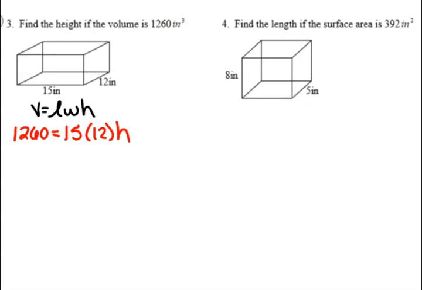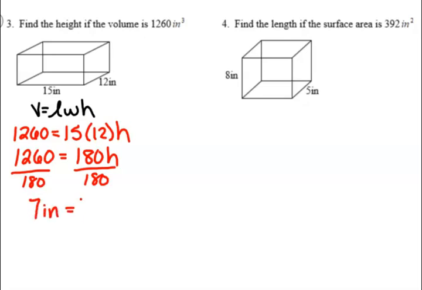So first thing I'm going to do is perform the multiplication that I can. On the right, I can do 15 times 12 and get 180. Now that says that that's 180 times h. So opposite of multiplication is division. So if I divide both sides by 180, I get 7 inches for my height. Individual measurements will still have those individual units. So because it's the height, it is just 7 inches. It's not squared, it's not cubed.